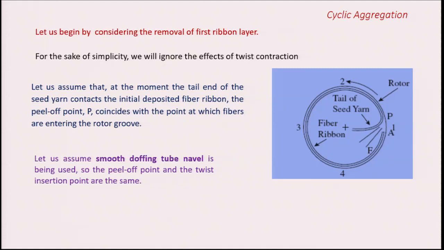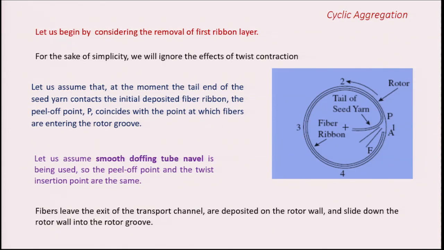Now, in contrary to that, suppose we put a navel which has a groove in it, then it will provide higher twisting torque. Because of that, the twist will further flow into the fibers which are collected on the groove. So, in order to avoid that, we assume that a smooth doffing tube navel is used in this case. Then the fibers leave the exit of the transport channel, they are deposited onto the rotor wall, they slide down and then move to the rotor groove.